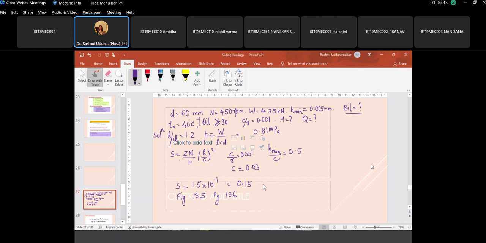Give me the value of Z. This is Zn by P, R by C. Give me the value of Z. You'll get the value of Z in millipascal seconds. This is unitless, dimensionless.